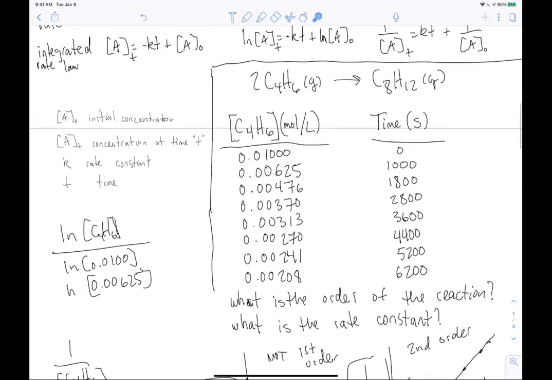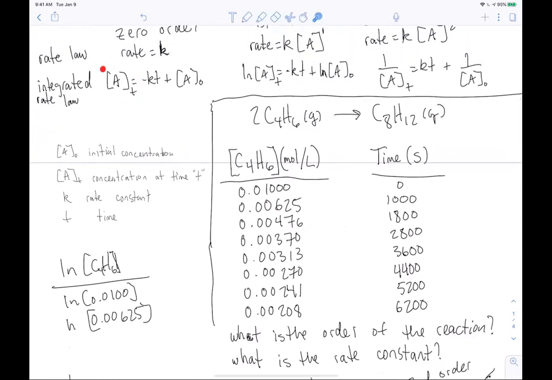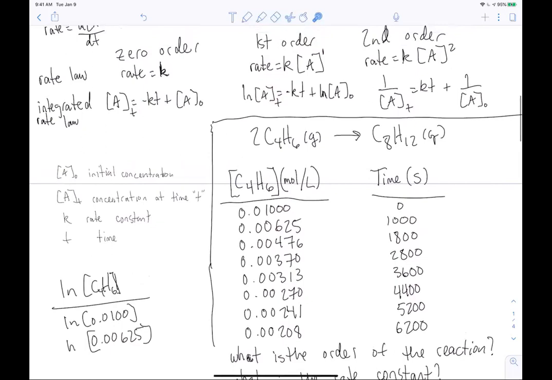So we make these plots where we plot the concentration versus time, the natural log of concentration versus time, and 1 over the concentration versus time. It can only be zero order, first order, or second order, so only one of these can be linear. Whichever one is a straight line tells you what the proper model is for the reaction you're looking at. If I see a straight line when I plot natural log of the concentration versus time, that means this reaction is first order, and I would expect that second order and zero order would not be straight lines.